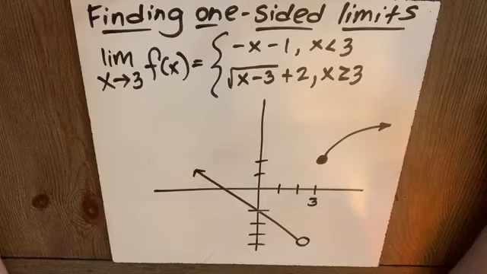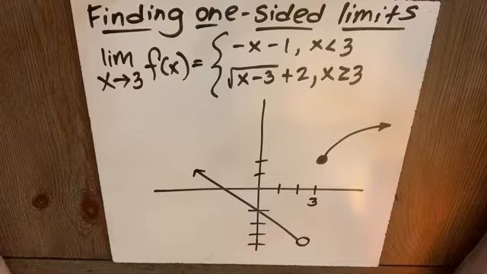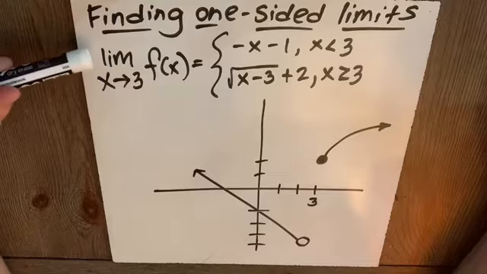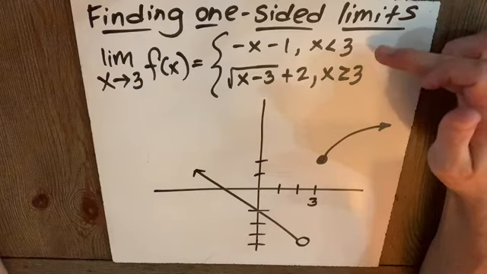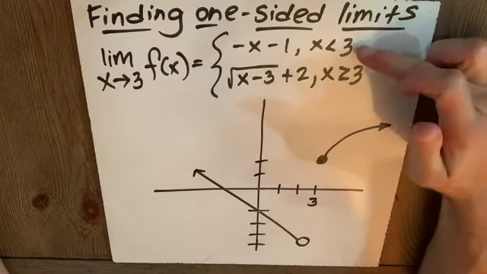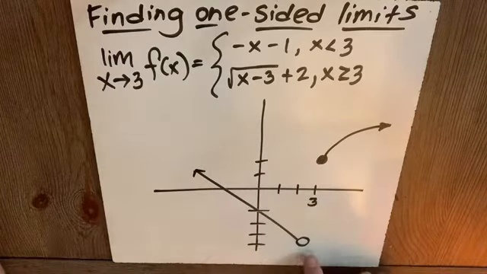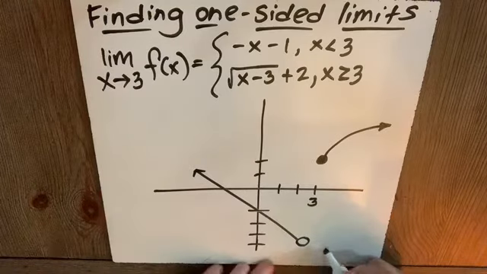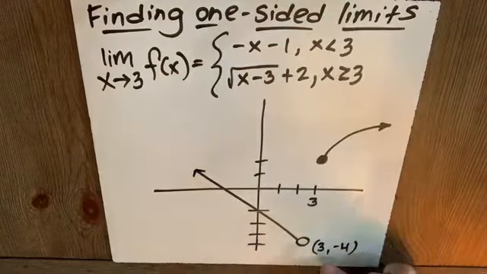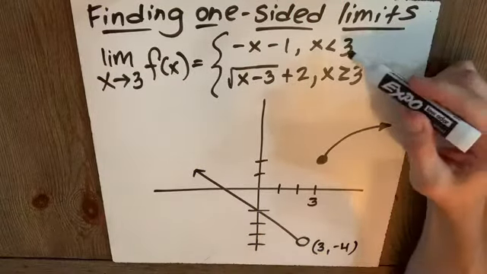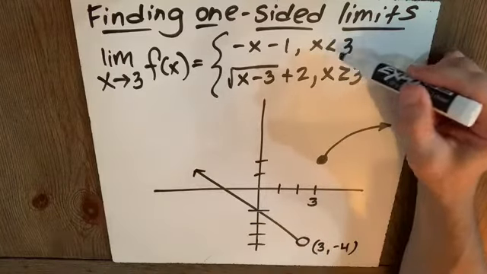Let's consider another piecewise function where we're asked to find the limit, and we can break the limits up into left-hand limit and right-hand limit and see if they agree with each other. If I'm given the limit of f of x as x approaches 3 of this piecewise function that says f of x is equal to negative x minus 1 if x is less than 3, there's our line right there. Notice I have an open circle here at the point 3, negative 4. If I substitute in a 3, I'll get negative 4 for my y value. I have an open circle because x is less than 3.